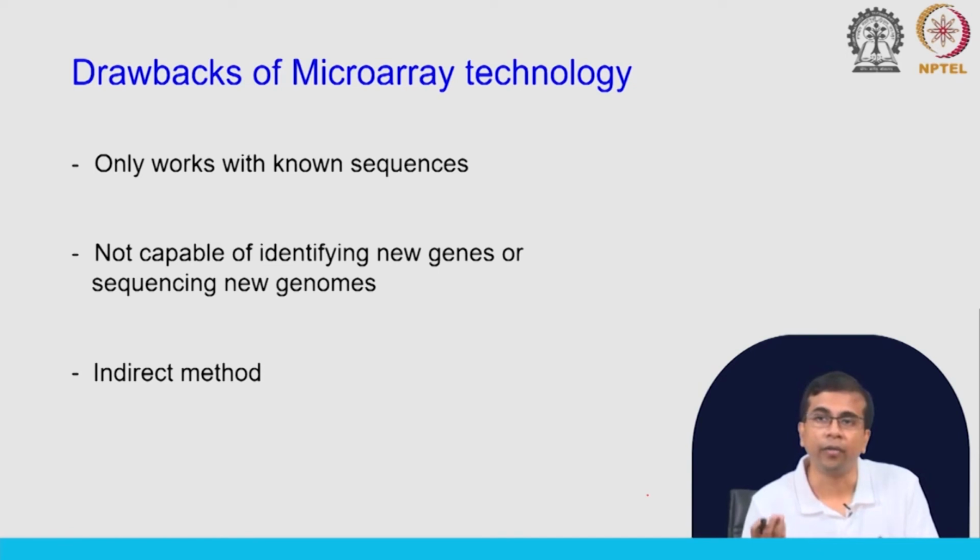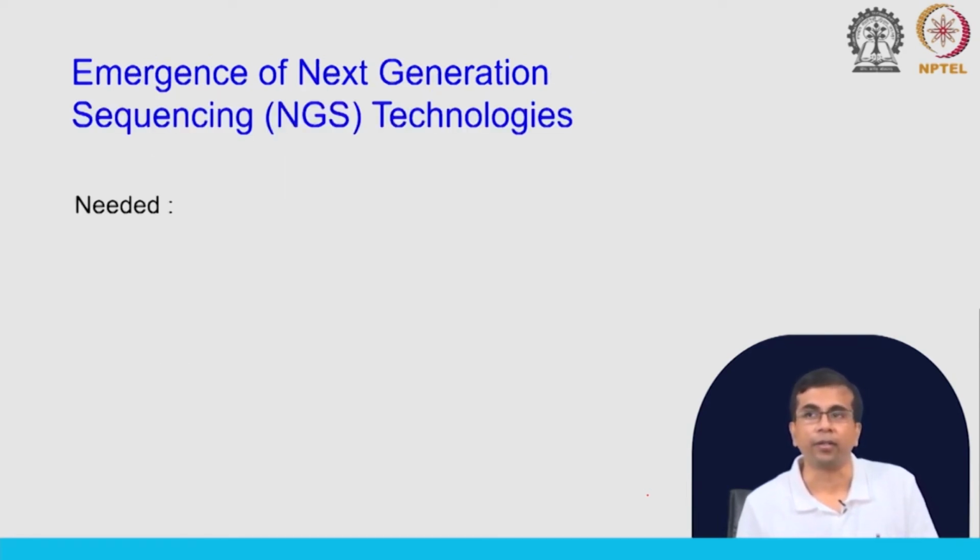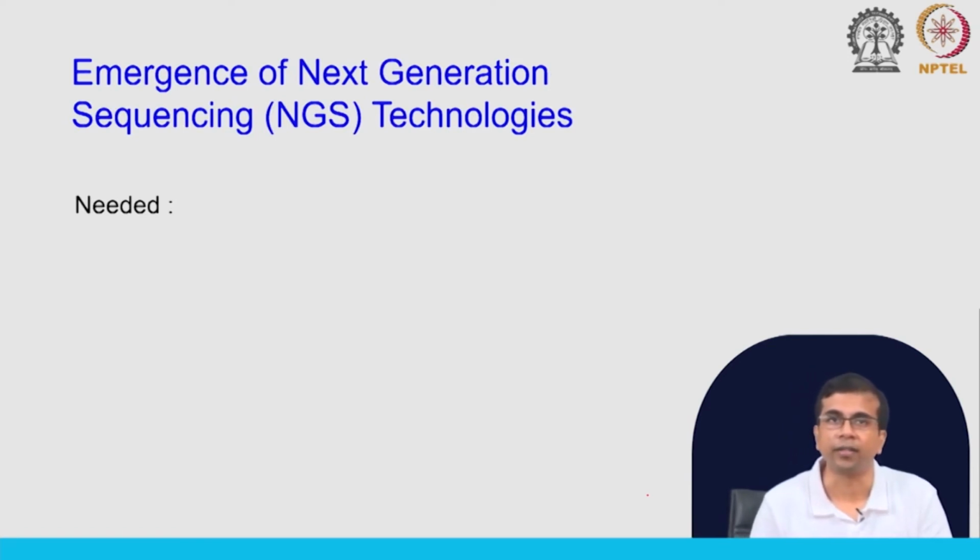So, if you have slight modification or fluctuation in this hybridization condition, that can tremendously impact the hybridization efficiency, which means the signals will be affected, right. So, this leads to reproducibility issues. If you are doing this experiment on different days, different times, and there are slight fluctuations in your sample preparation, or the salt concentration is slightly higher or lower, this can lead to different signals, and that can lead to reproducibility issues. Okay, so, this actually led to the emergence of next generation sequencing technologies.